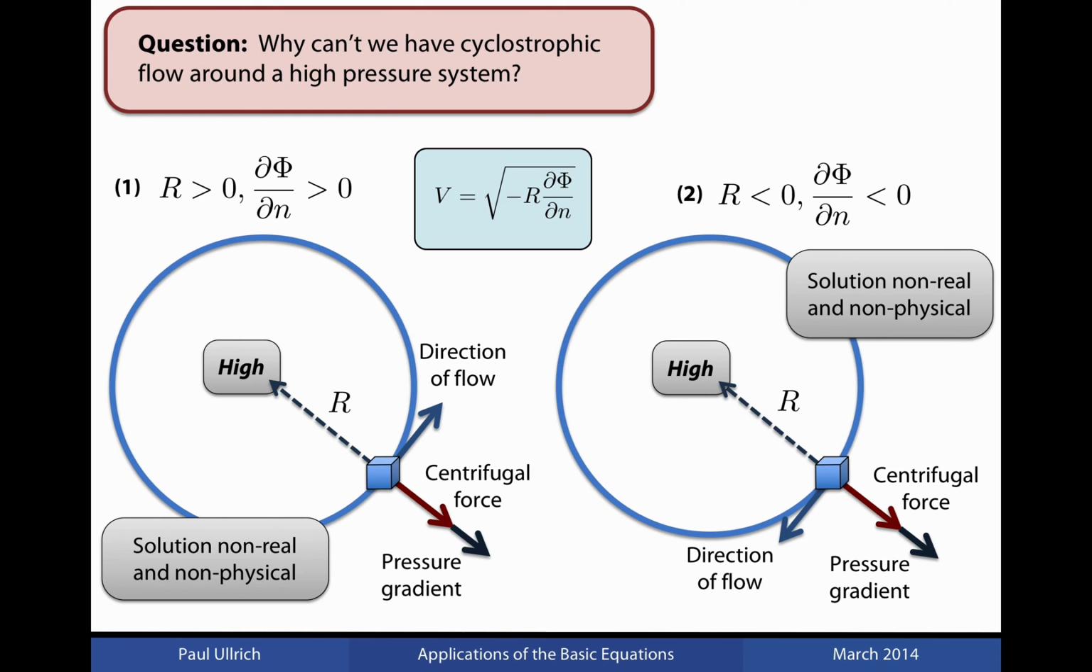Again, we basically have the exact same configuration of force vectors experienced by the fluid parcel, and so the fluid parcel will be ejected from the high rather than being in balanced motion around the high. So in each case, there is no physical solution that arises from the case of force balance. And so cyclostrophic flow requires that the flow be around a low pressure region.